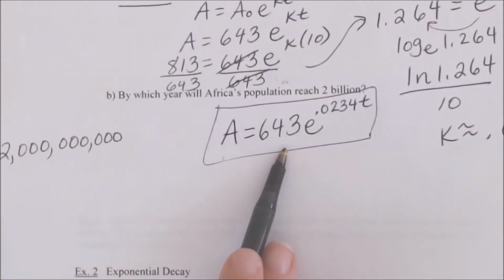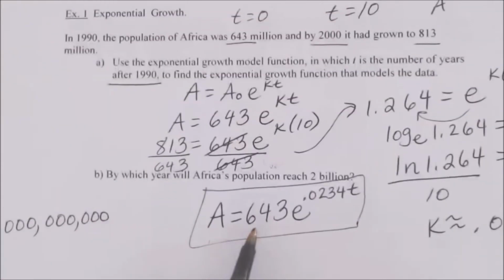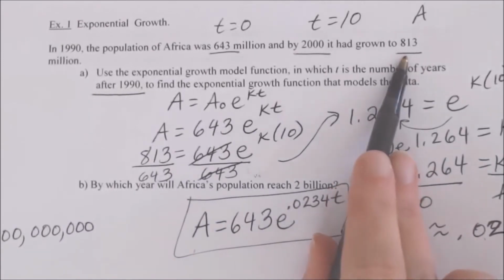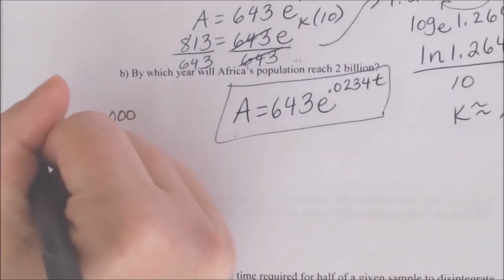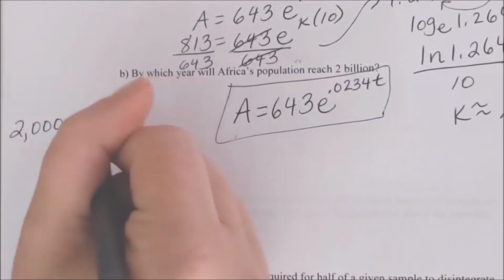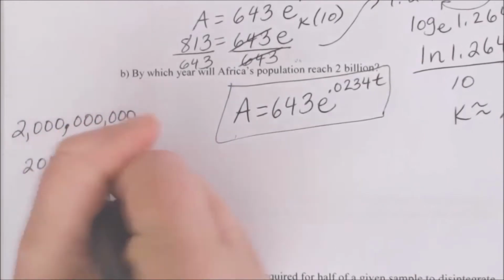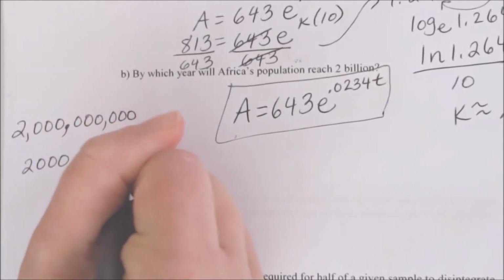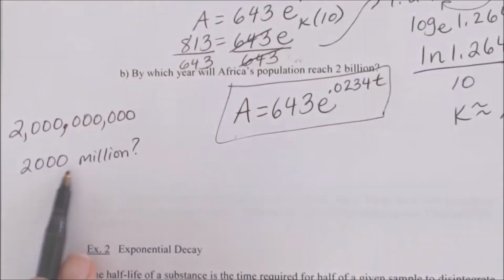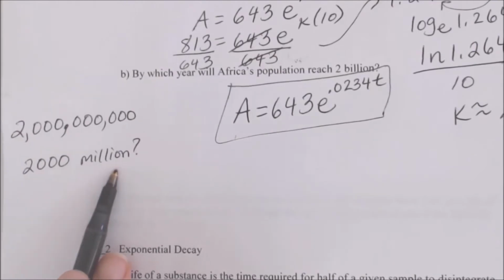Remember though, I used 643 million. So when I put my numbers into the problem, I was working with millions. If I want to know how many millions this is, I need to move this over 6 spaces, and that would give me 2,000 million. So that's the question they're asking. When will the population reach 2,000 million?